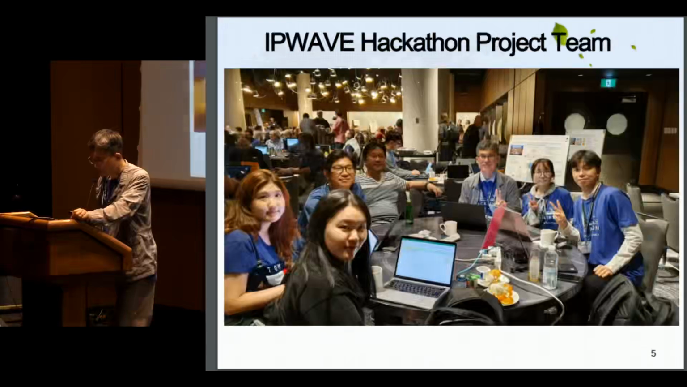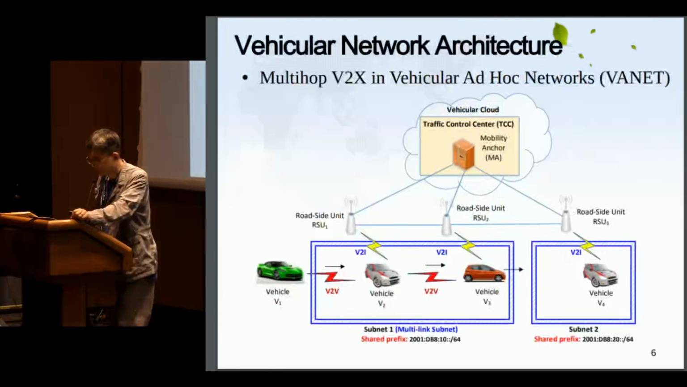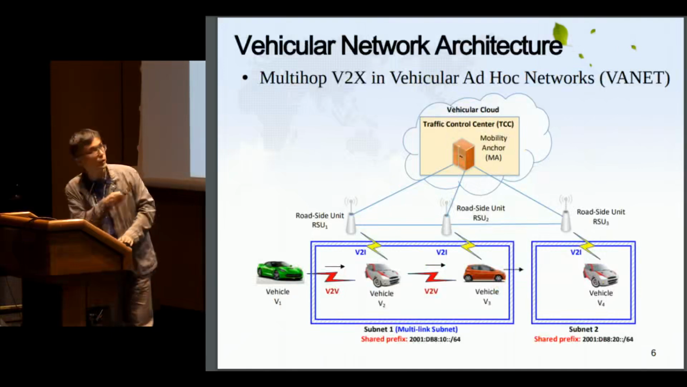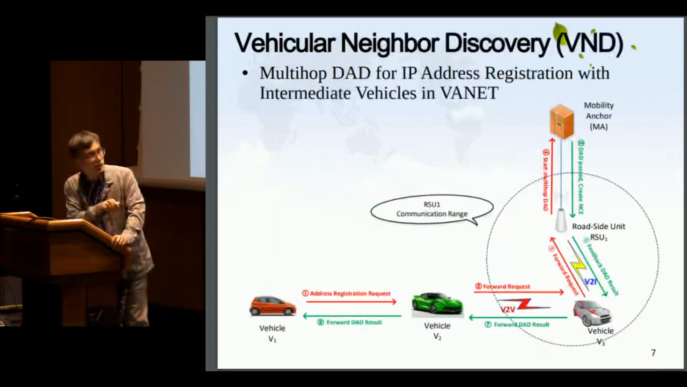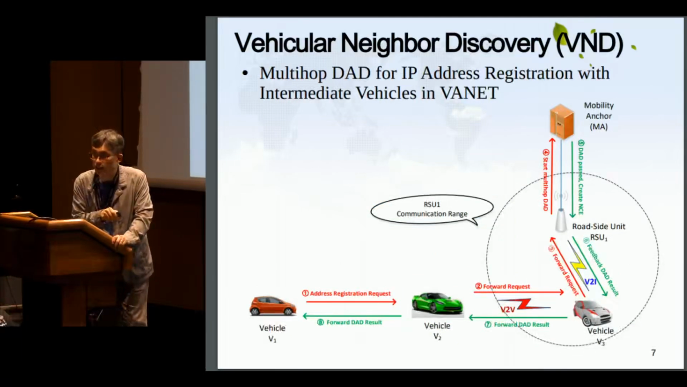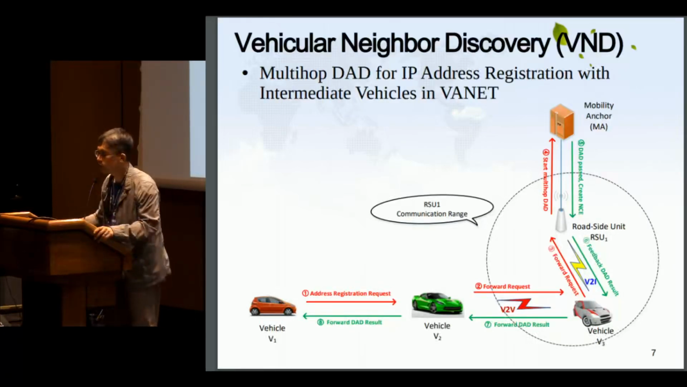So this is a poster. This is the poster, the team. This figure is the vehicular network architecture. You can see vehicles can communicate with each other using V2V, and also communicate with V2I. Our idea is you can see the vehicle, even though it is not in communication range of the roadside unit, is provided internet connectivity. So it can initiate DAD using an intermediate vehicle and register using multi-hop DAD. And once it is configured with the global IP address, it can start the TCP and UDP connection.